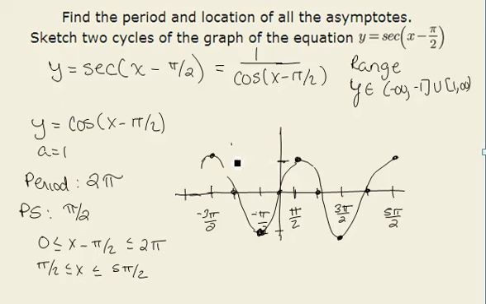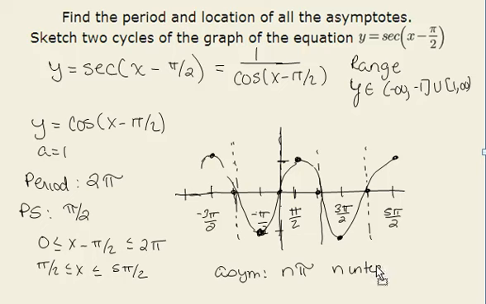We now can see that the vertical asymptotes for our secant function will occur whenever the cosine of x minus pi over 2 has an x-intercept. Therefore, our asymptotes are at 0, pi, 2 pi, negative pi, or our asymptotes are at all multiples of pi for n being any integer.